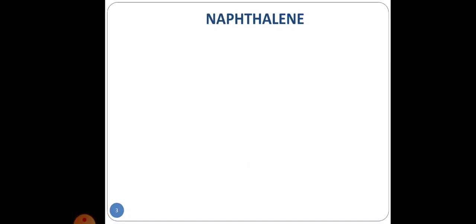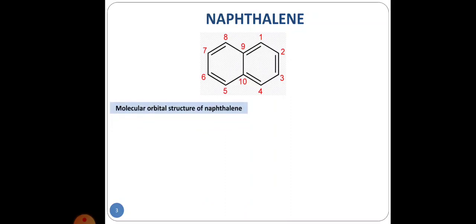Coming to the chemistry of naphthalene. Here is the structure along with the numbering for naphthalene. This is the molecular orbital structure of naphthalene.